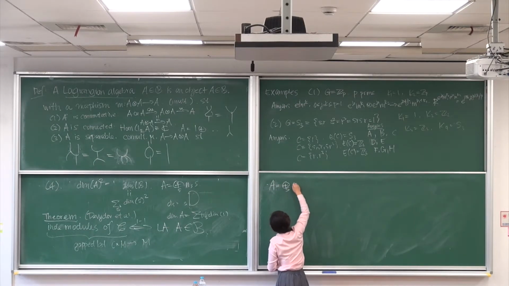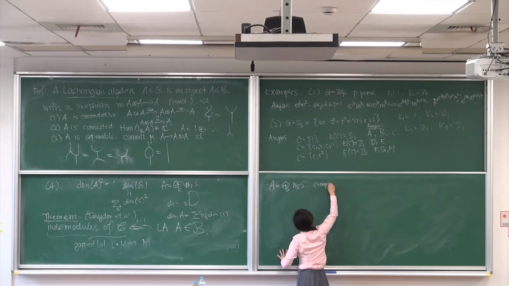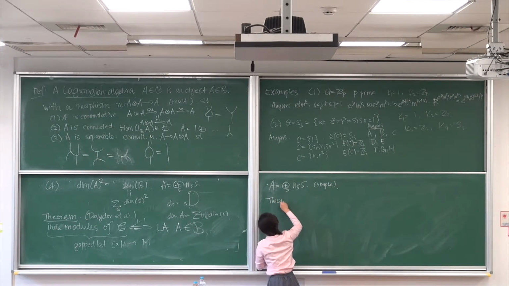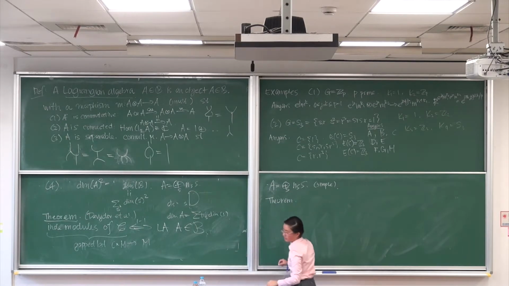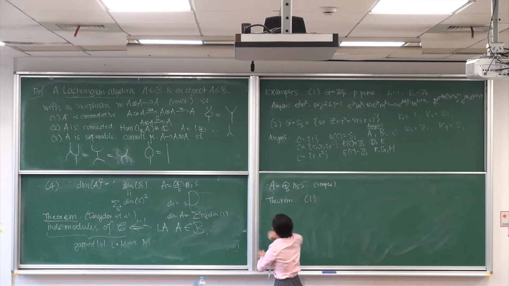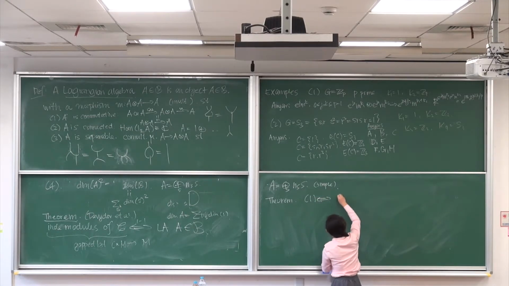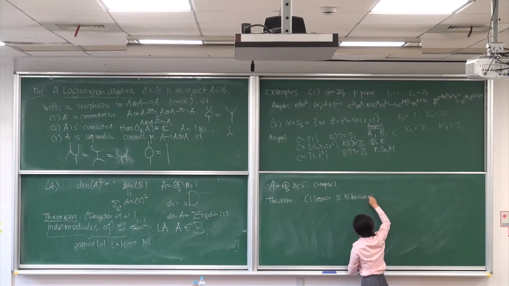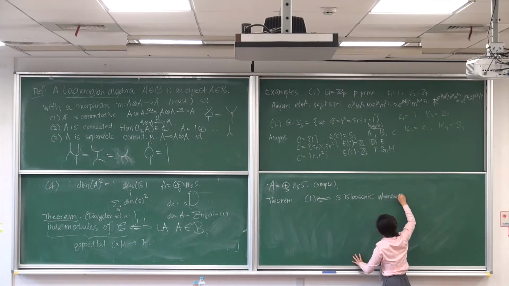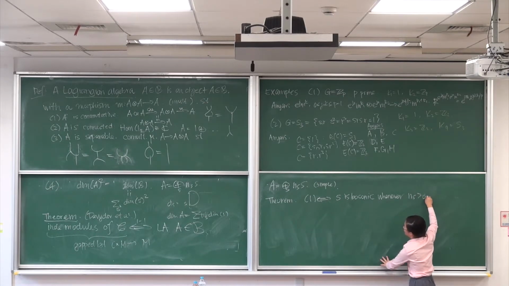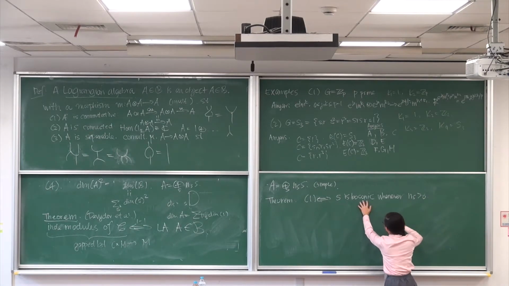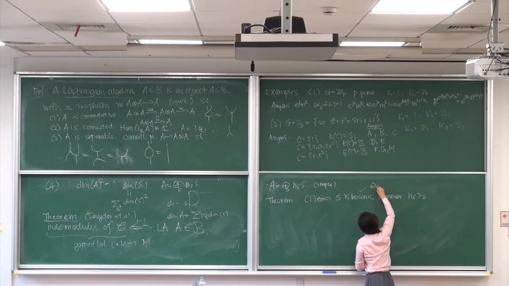Given A as a direct sum of simple objects, a first theorem that's going to help us in finding A is that the first condition, the commutativity, holds if and only if S is bosonic, and S is bigger than zero. This S being bosonic just means that theta S is equal to one.